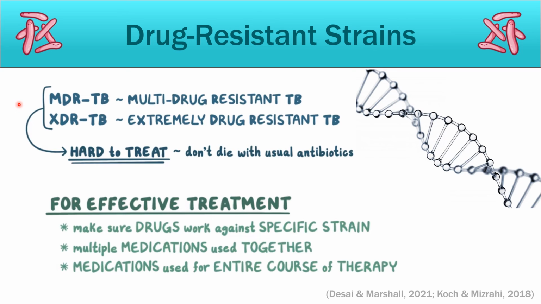You may have heard of MDR-TB, which stands for multiple drug-resistant tuberculosis, and the other one is XDR-TB, which is extremely drug-resistant tuberculosis. Both of these variants are very hard to treat, and they don't die in the presence of your usual antibiotic regimens. The bottom line is that to get an effective treatment, it's very important to make sure that the drugs being used will work against the specific strain of tuberculosis, that multiple medications are used together to prevent drug resistance from developing, and that the medications are used for the entire course of the therapy so that all of the Mycobacterium tuberculosis is killed off completely.